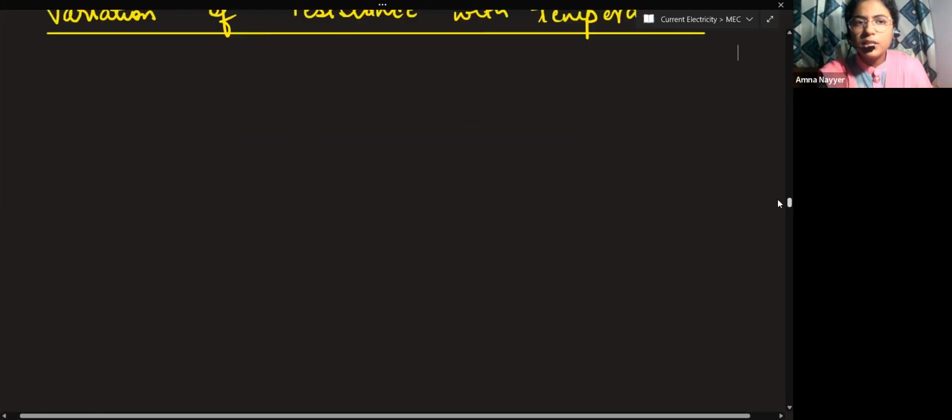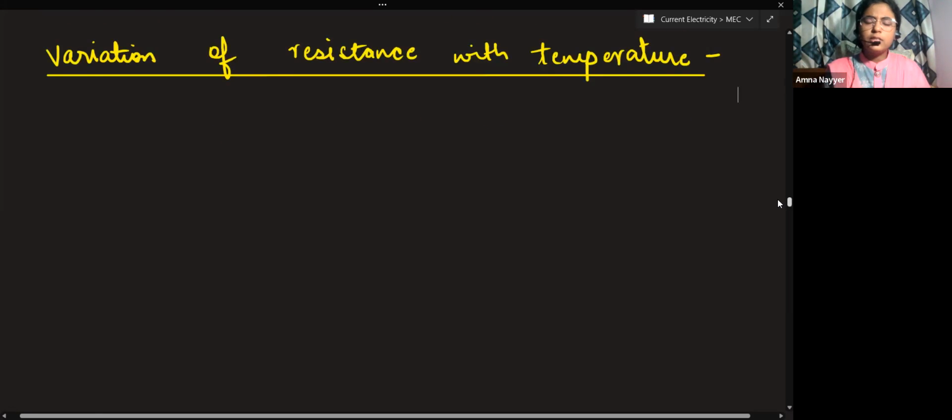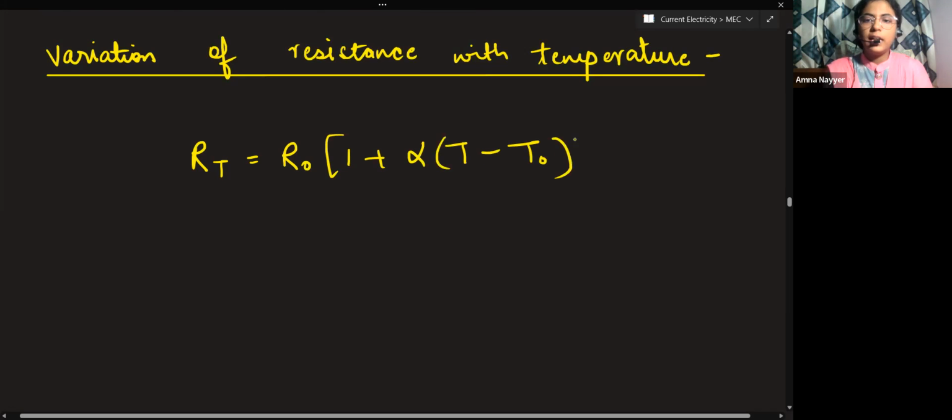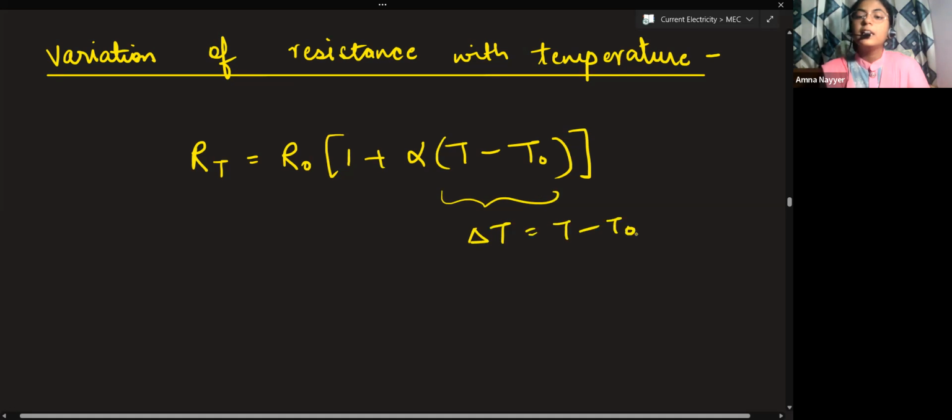For the calculation, you don't have any derivation in this, just a simple straight formula. This is RT is equal to R naught (1 plus alpha (T minus T naught)). Let me explain this formula. RT is the resistance at a temperature. Or let me tell you first the temperature. This is the temperature difference basically, this is delta T. Now difference in what? This is an important formula.